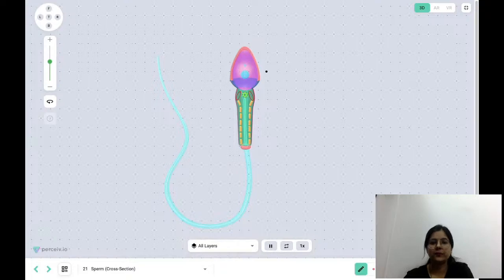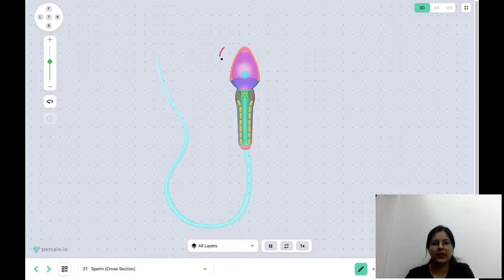Now see this part, which you can see. Firstly, I'll tell you that the entire sperm structure, which you can see over here, is basically divided into 3 distinct parts, or rather, we can say 4 distinct parts.